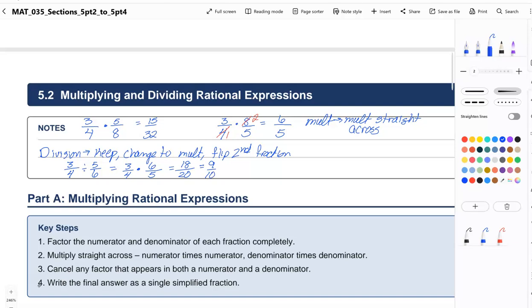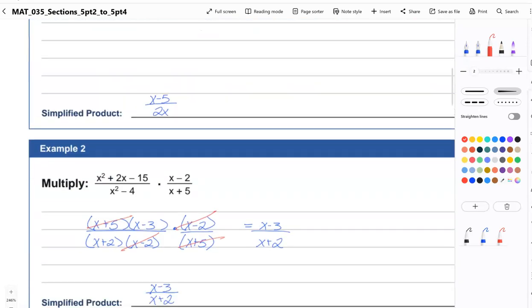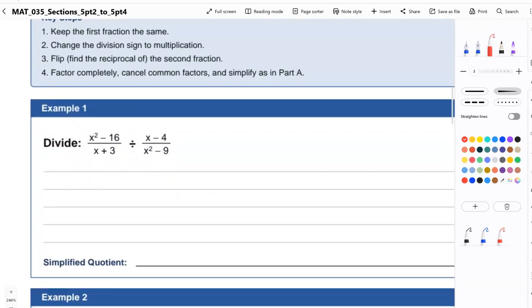Now, we could have reduced by 2 here, and we would have gotten the exact same answer. So we would have had 3/4 times 6/5. 2 goes into 6 3 times, and 2 goes into 4 2 times. And that would give us that 9/10 that we got here. Same concept, only now we've got variables in it.